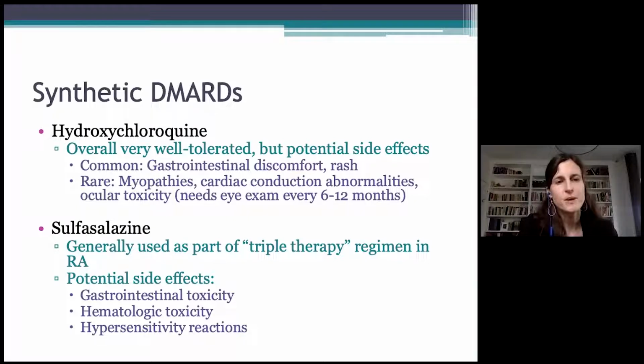We generally think about starting with something like hydroxychloroquine when the patient's joint pain is very mild, and that would be a good starting place. Sulfasalazine is another synthetic DMARD that these days is generally used as part of triple therapy for RA, which I'll talk about in a little bit. The potential side effects of sulfasalazine include gastrointestinal toxicity or discomfort, hematologic toxicities, and hypersensitivity reactions.